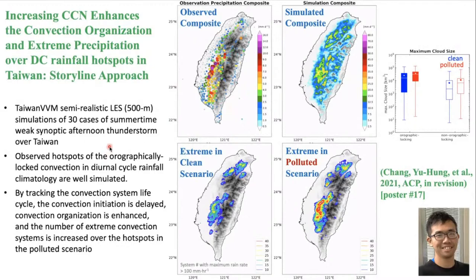So we carry out semi-realistic LES-scale simulations, and these simulations can very nicely capture the hotspots of these orographically developed convections with the active diurnal rainfall. And with the different scenarios of the CCN, we can see the number of extreme systems increases significantly over these hotspot areas, because the aerosol effect is delaying the convection initiation over the mountain valleys and then leads to a further organization of these diurnal cycle systems.